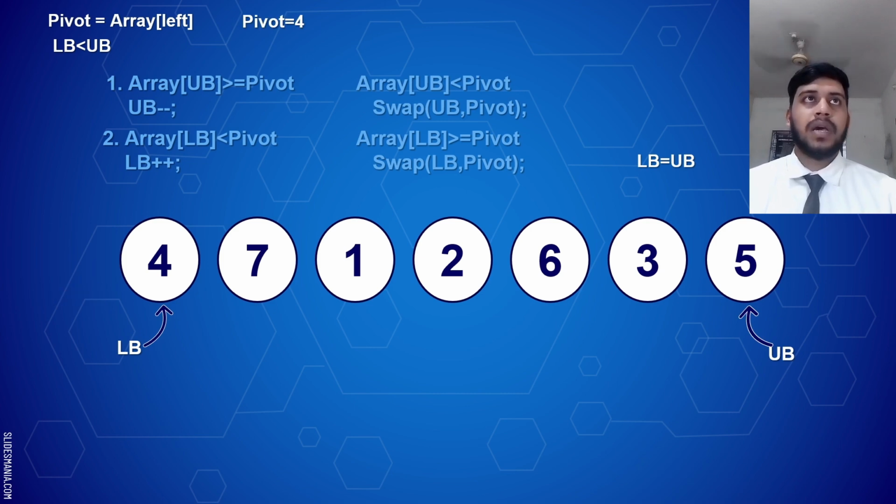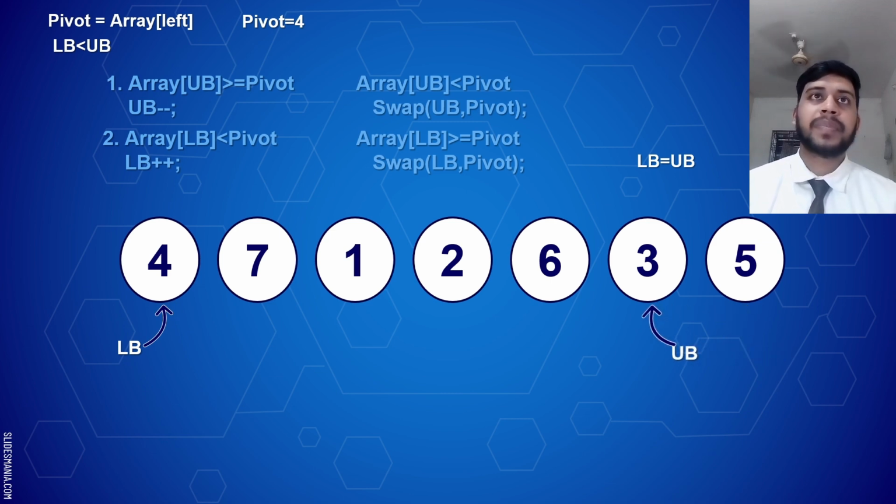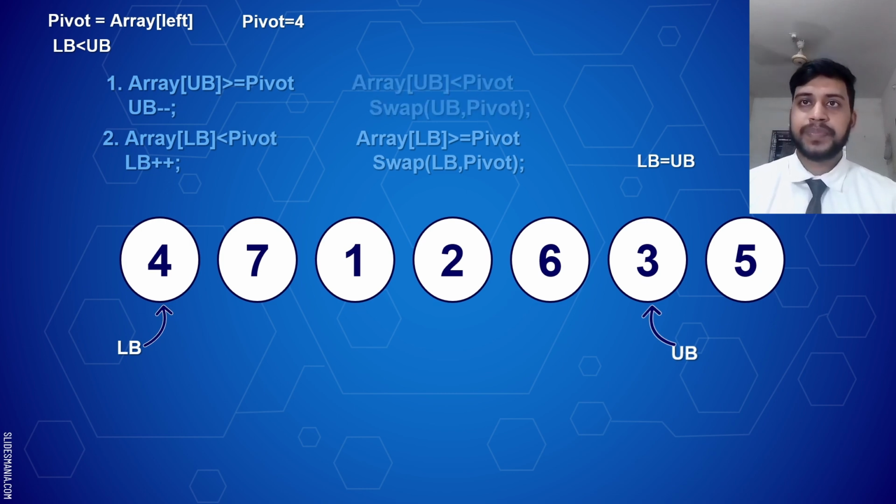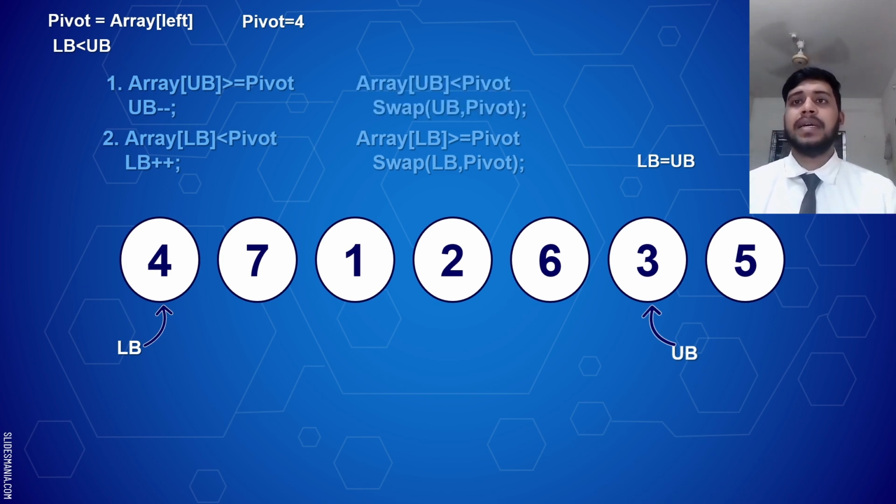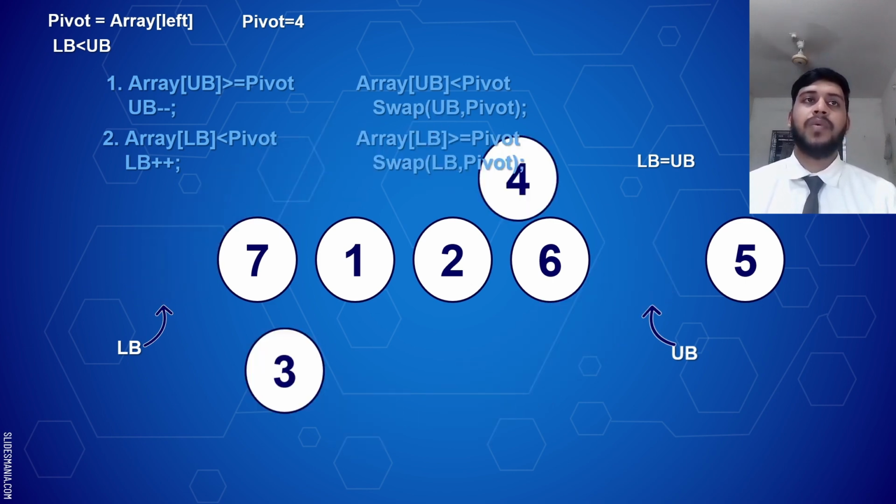Here you can see our pivot is 4 and our upper bound value is 5. We'll compare the two together. We can see the upper bound value is greater than the pivot, so we will decrement our upper bound by 1. Again we will compare the upper bound value and the pivot value. We can see the upper bound value is less than the pivot value, so we will swap the pivot value with the upper bound value.